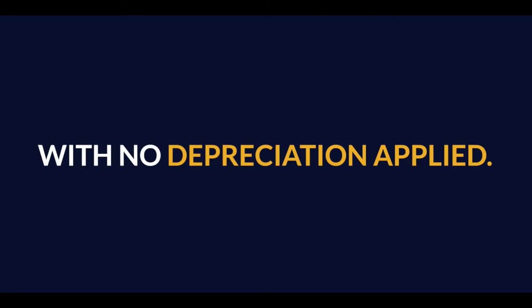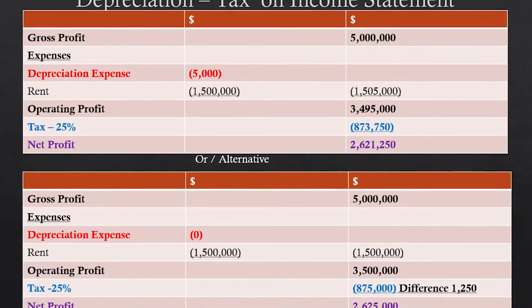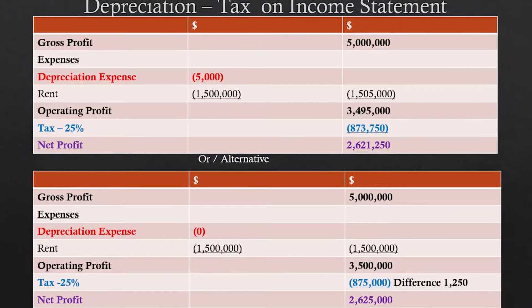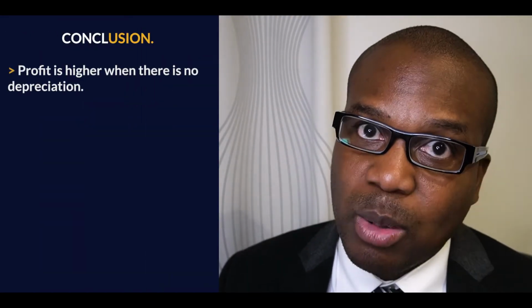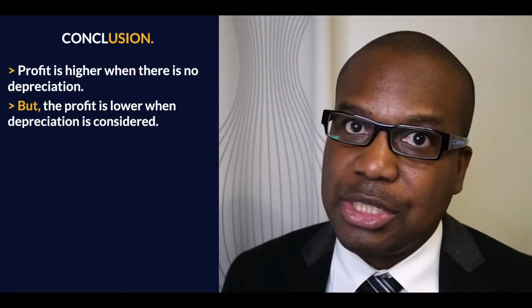But let's look at another situation where there's no depreciation, and let's see the impact on what profit is going to be like. So if we were to have zero depreciation, say we were to remove the depreciation or we did not calculate the depreciation, it would have the rent, which is 1.5 million, which subtracted from the 5 million gives us 3,500,000. So we can see here that the profit is higher when there is no depreciation, but the profit is lower when we consider depreciation. Okay, so that's the important principle there.